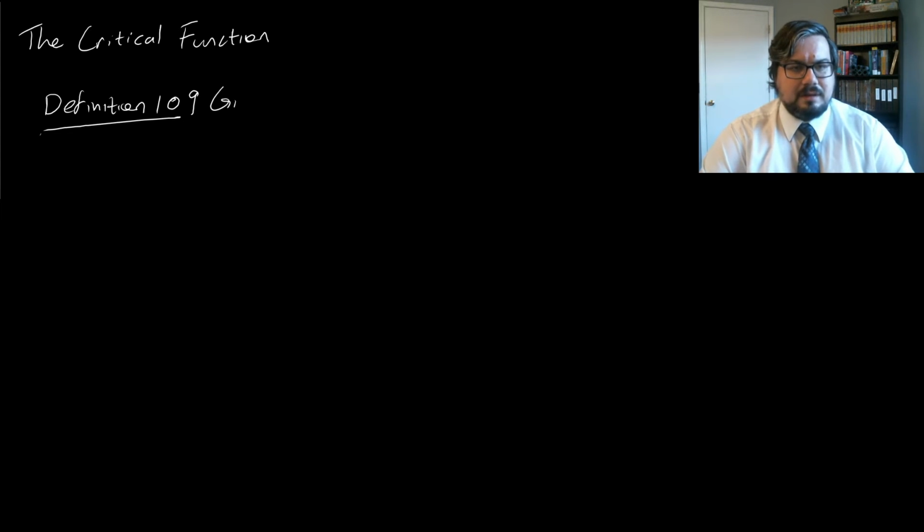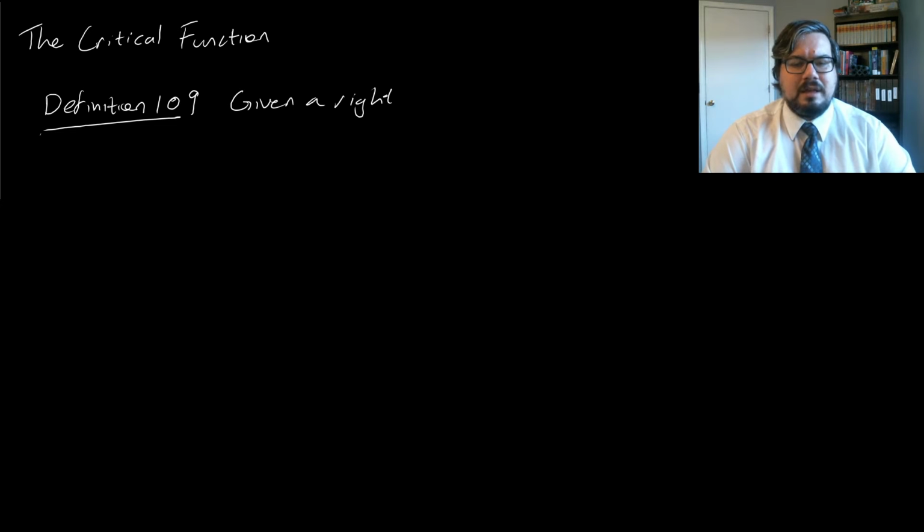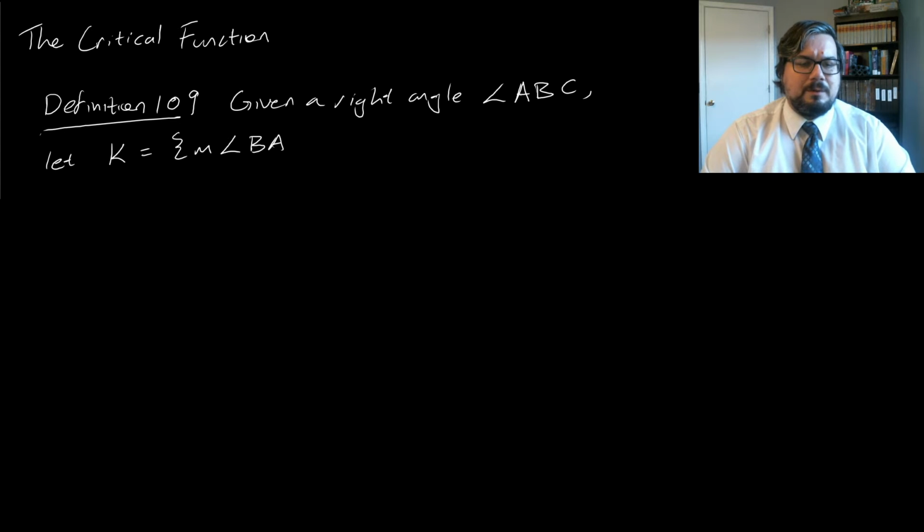Given a right angle ABC, we can let K be the set of all angle measures where we're looking at the measure of angle ABD, where D belongs to the ray AC.